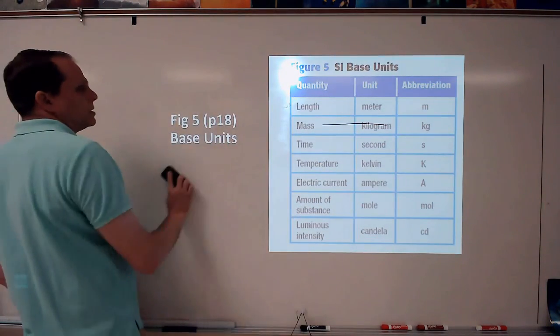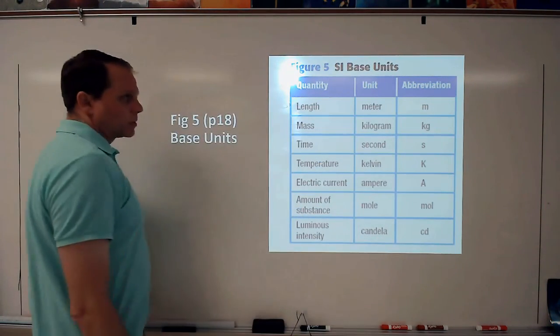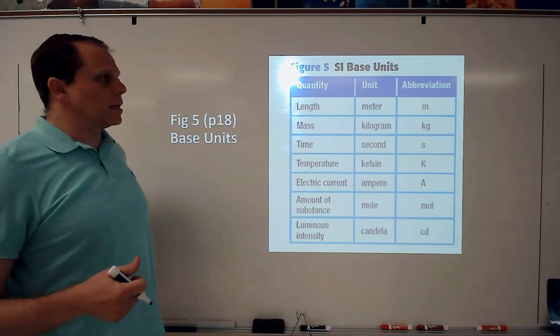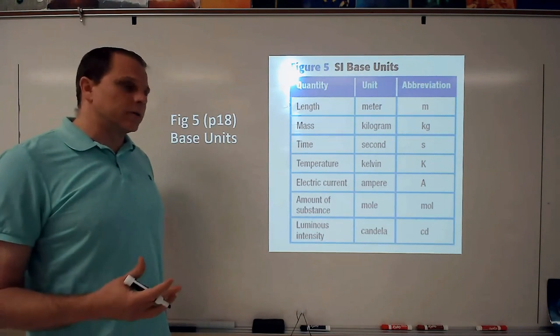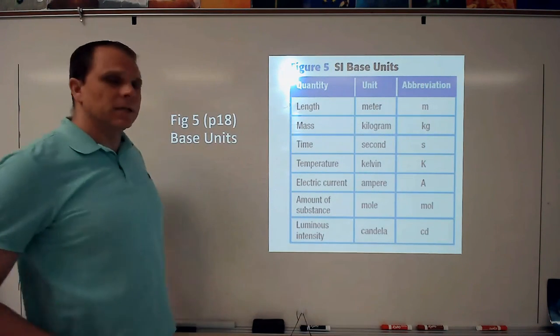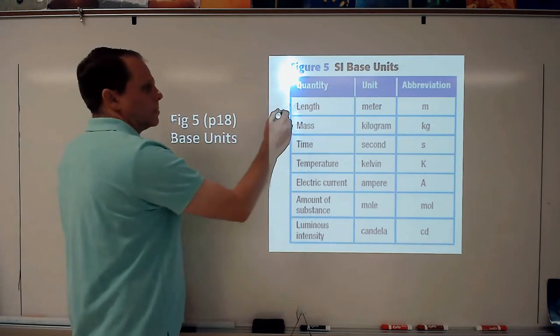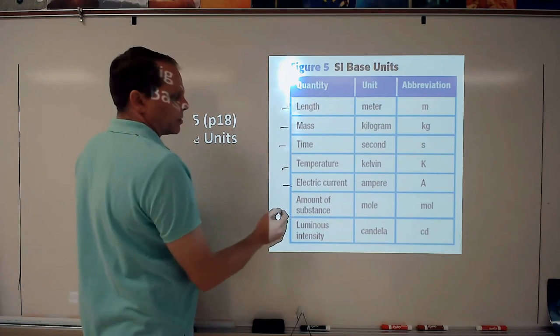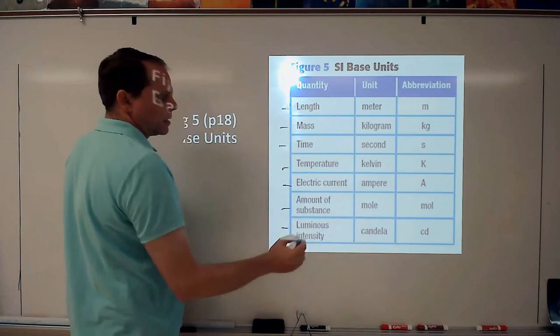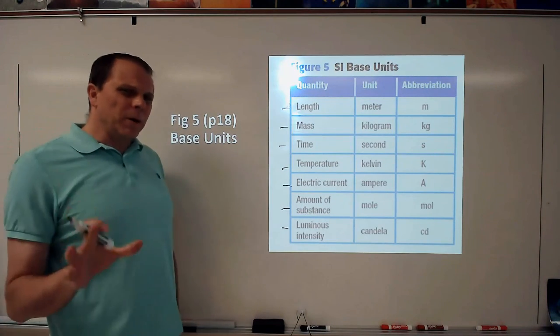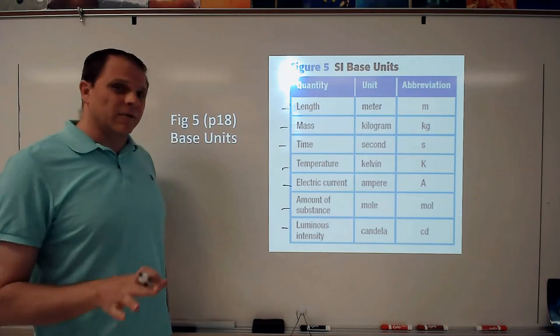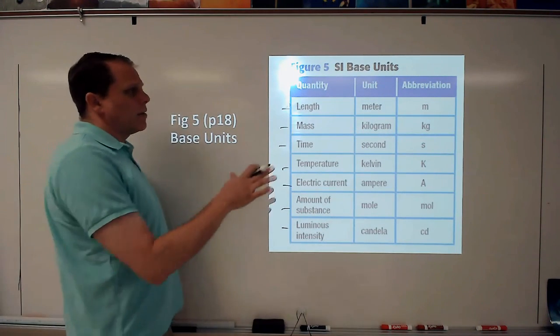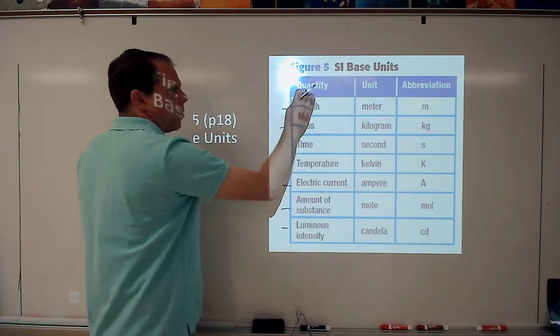So these are some base units. Now, when we talk about base units, we're talking about measurements that are used for various different types of concepts. So we have things like length, mass, time, temperature, electric current, amount of a substance, and luminous intensity. These are all real basic concepts that we use in science every day, right? And so we have units to describe the quantity.